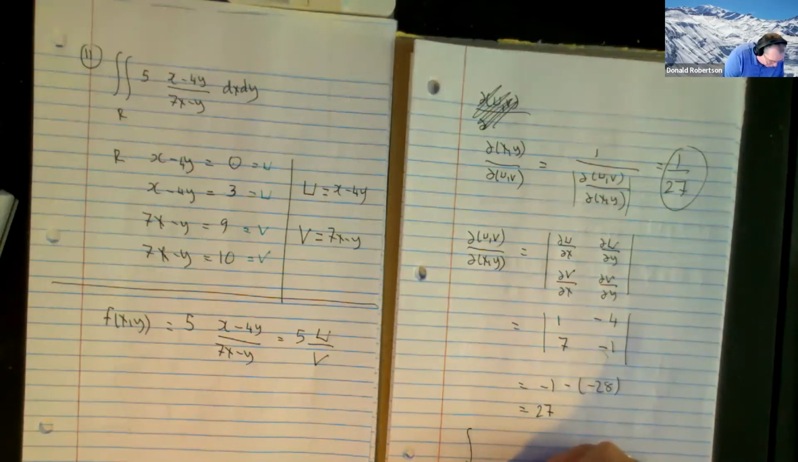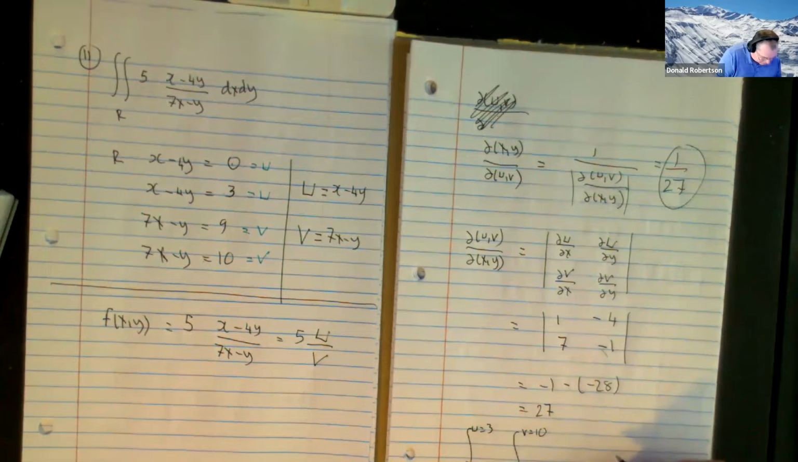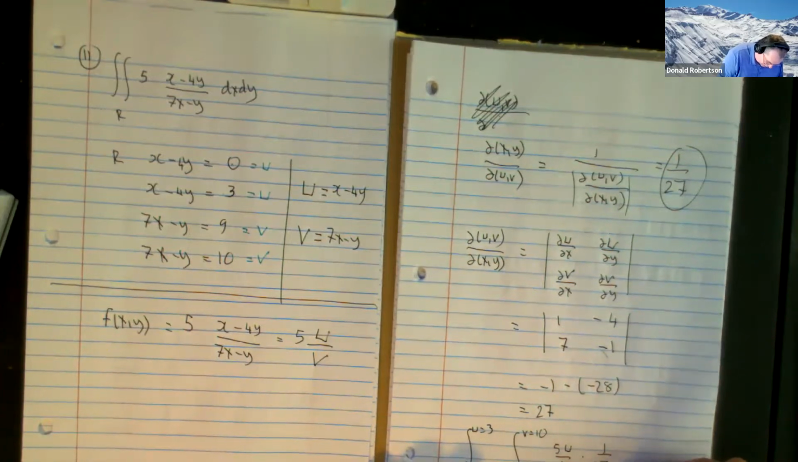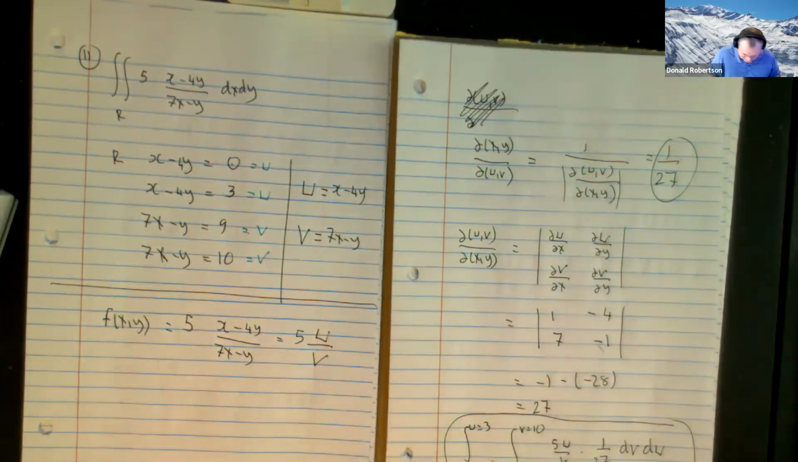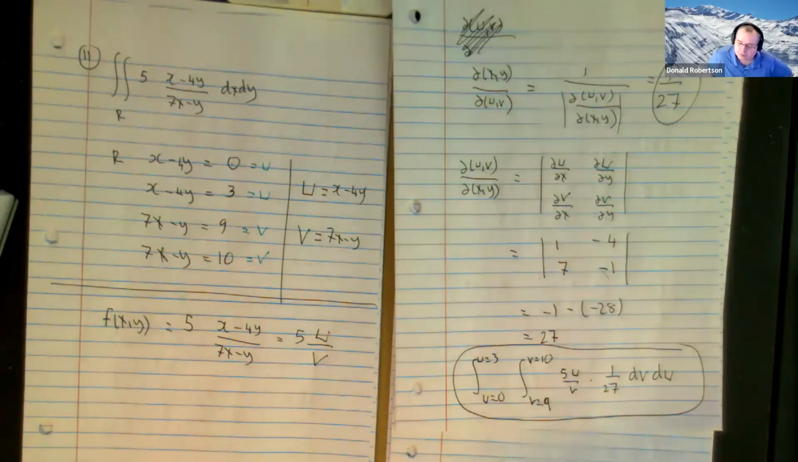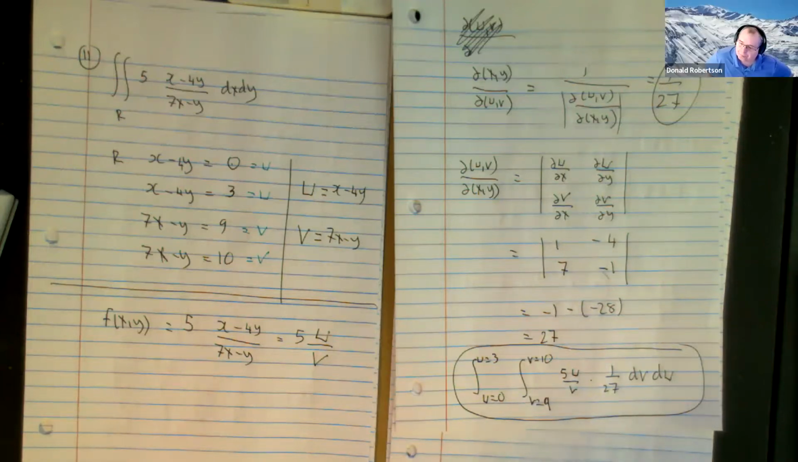Right, all the pieces together. U is going to go from 0 to 3. V is going to go from 9 till 10. The function is 5u over v. The Jacobian is 1/27. And then you do a dv and a du. And at that point, you're back to a usual kind of boring double integral, which is variable separable as well, which is nice.